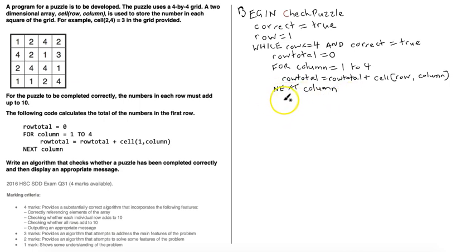And then while we're still inside the for loop, we can have an if statement that checks if that row total that we just added up, if that is not equal to 10. So not equal to 10. Then we are going to set correct to be equal to false.